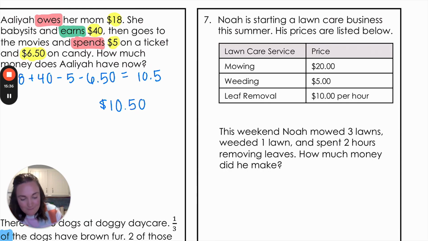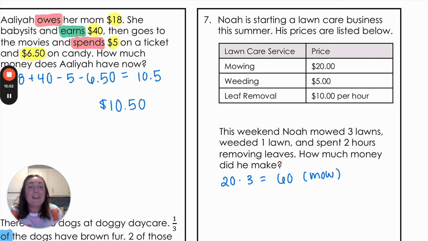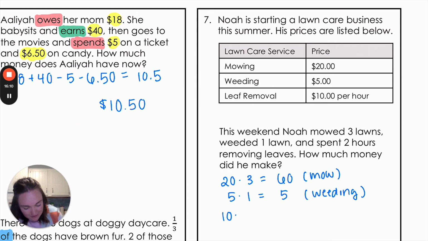So we know that he mowed 3 lawns, and mowing gets him $20 per lawn. So we've got $20 times 3 lawns gives us $60, and that's for mowing. Then we know that he weeded 1 lawn, so we've got the $5 per lawn times 1 gives us 5. That's for weeding. And then we've got leaf removal. He spent 2 hours removing leaves, gets $10 per hour, so that's $10 times 2 hours gives us 20, and that is for leaves.